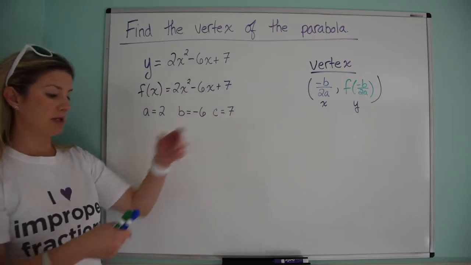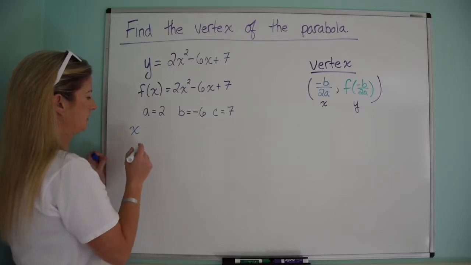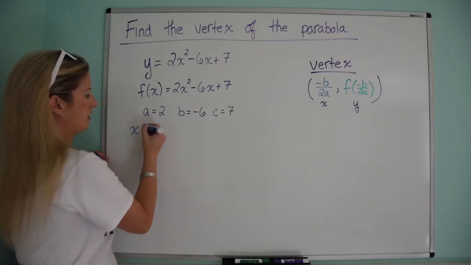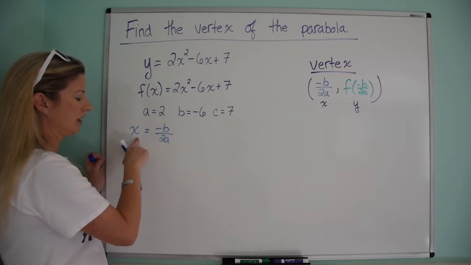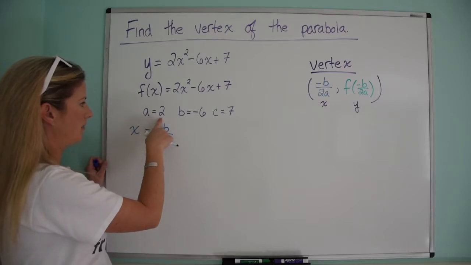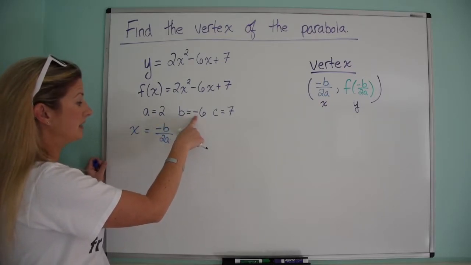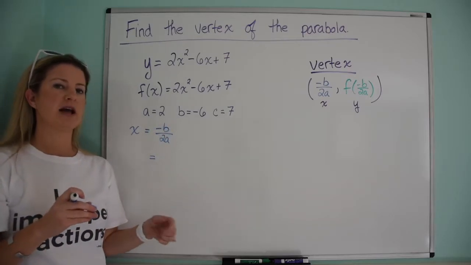All right, so we're gonna start with the x coordinate. So we're going to say x. Okay. So we know that that is going to equal the opposite of b over 2a. Okay. Remember, this is the x coordinate. Okay. So in this case, we are going to do the opposite of b. Okay. So here's my b. My b is negative 6. Now, I want you to notice that I don't say negative b. I say the opposite of b.